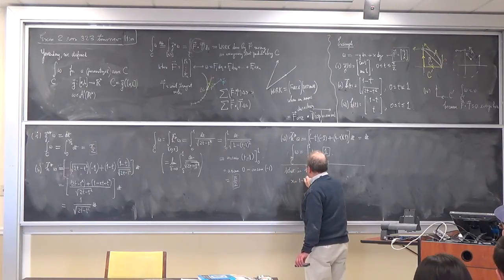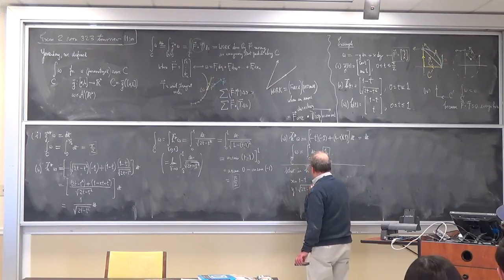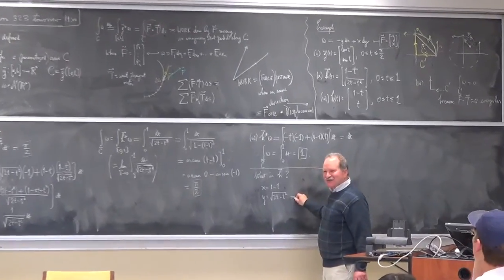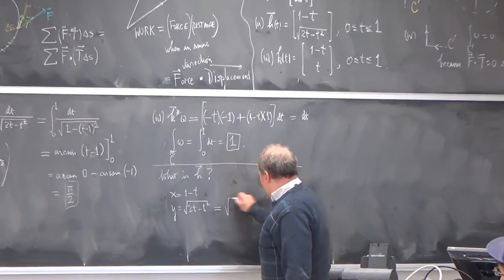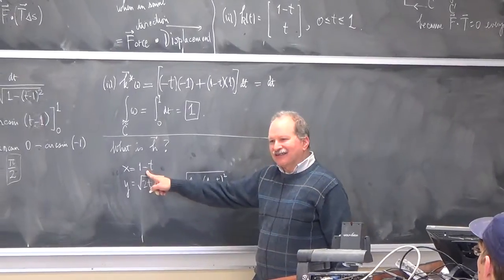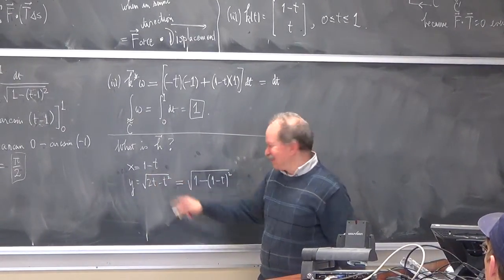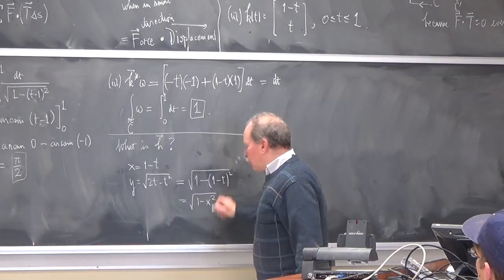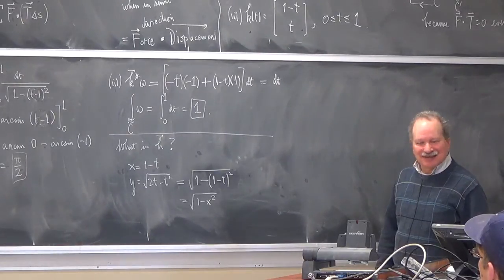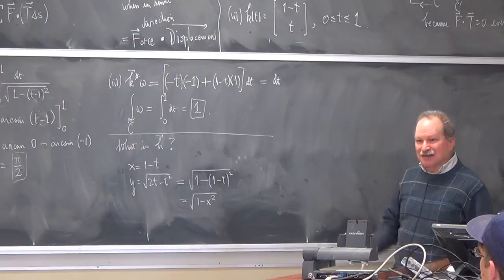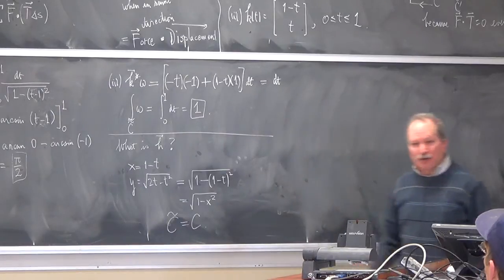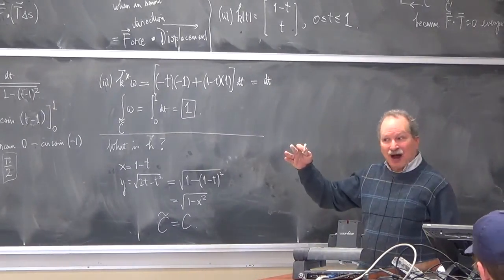So x is 1 minus t, y is square root of 2t minus t squared. So how about we try to do what you guys already did with Gabe's inspiration earlier. This is the square root of 1 minus t quantity squared, which looks a lot like a circle. It looks like it's the same path that we did with C. It's just parameterizing it as a graph rather than parametrically.